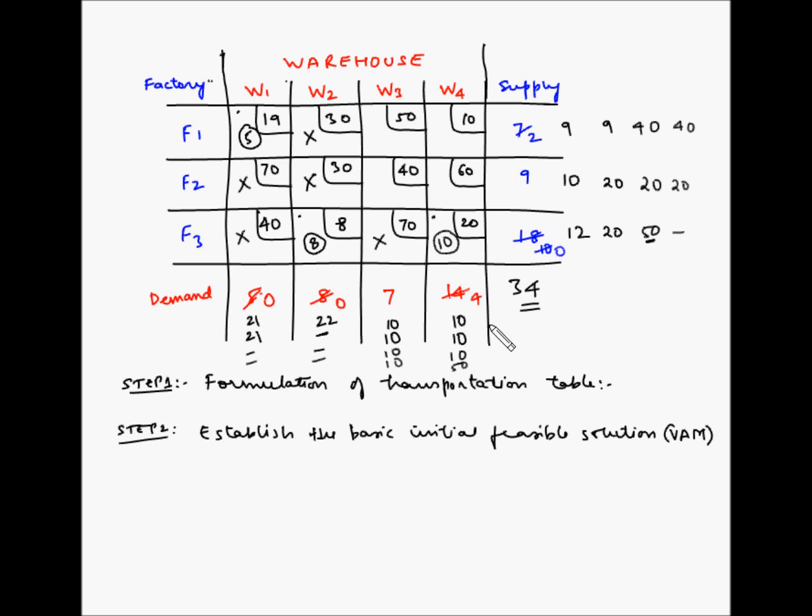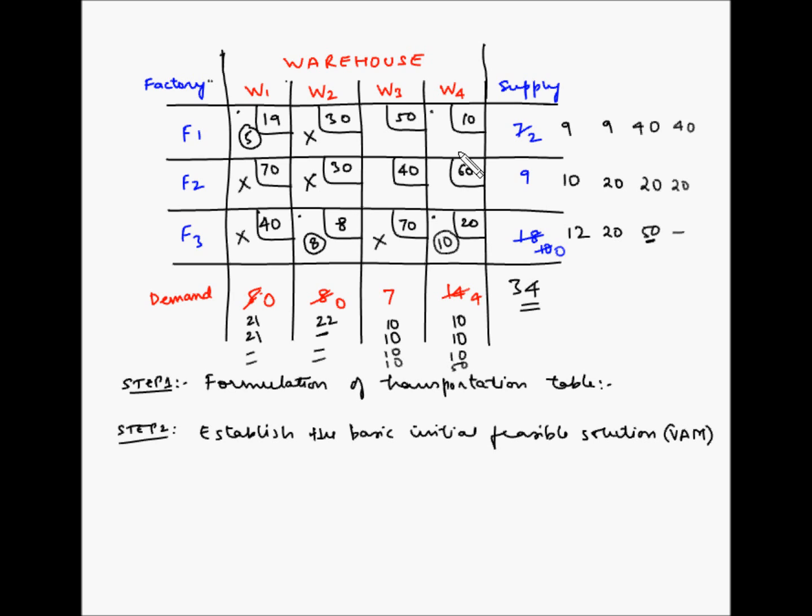So let's find out which row or column has the highest opportunity cost. So it appears that W4 has the highest opportunity cost of 50. So let's now allocate the maximum number of units to the cell which has the lowest cost for this column. Now that cell is F1W4.